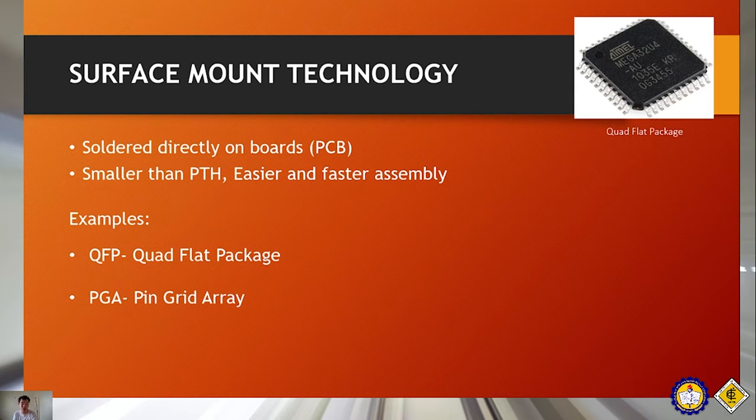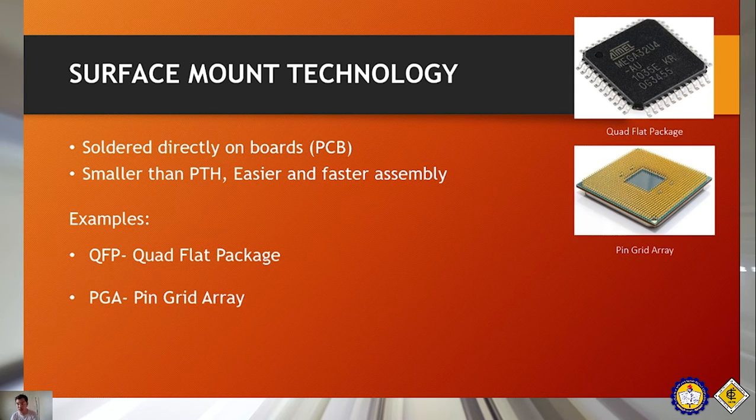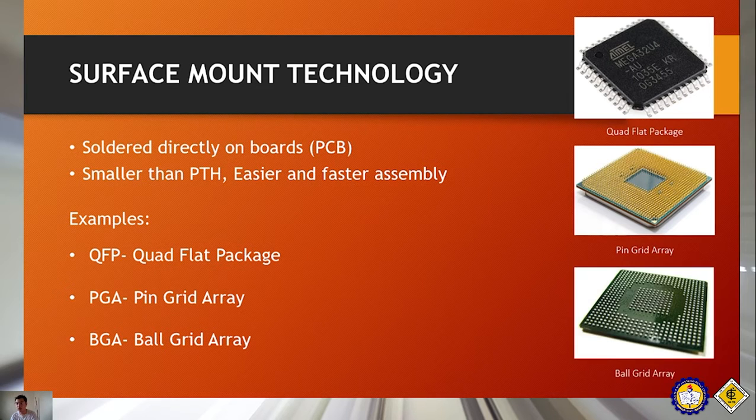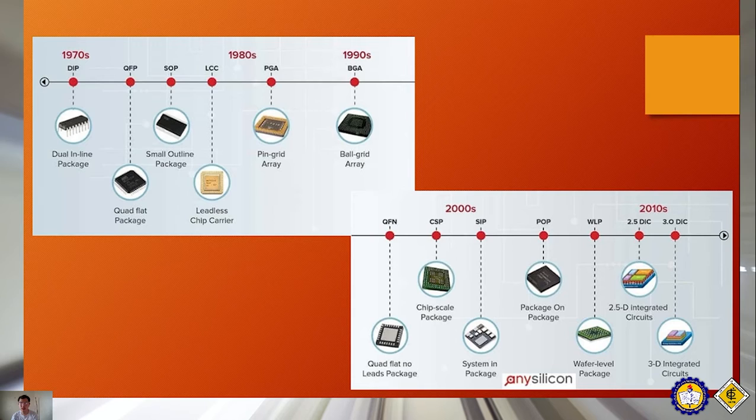The next example is the PGA, or pin grid array, which is here. Most of the CPUs right now use it, like AMD and Intel. Next, the BGA, or ball grid array. An example of this is here. Ball grid arrays are used mostly by NVIDIA, the makers of the famous RTX and GTX GPUs, for this kind of package.